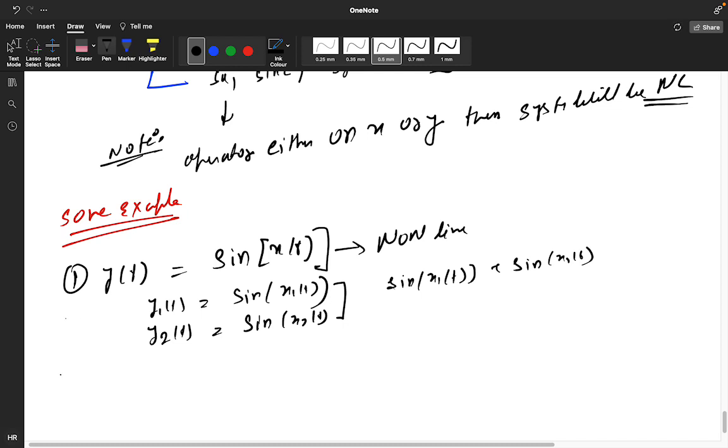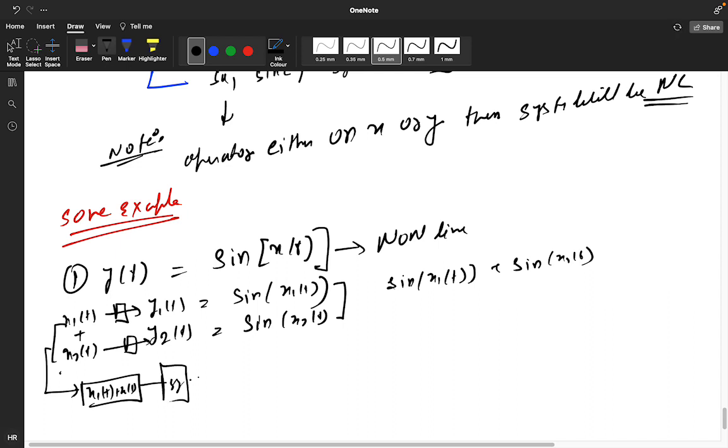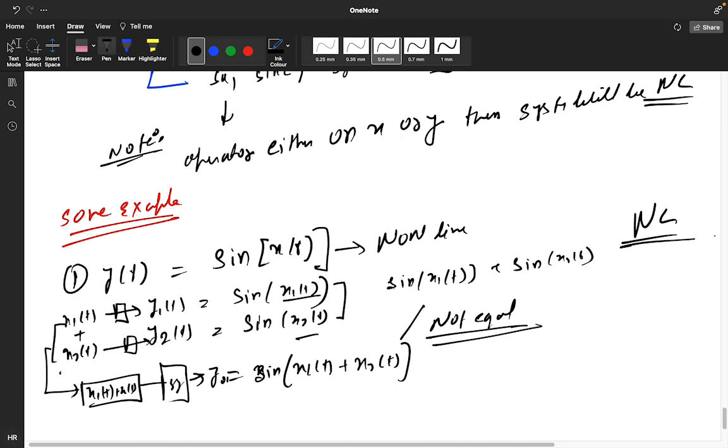When you give the input x1 of t to the system, and the input x2 of t to the system, and then give them together as an input, x1 of t plus x2 of t, the output will be sine of the input, so sine of x1 of t plus x2 of t. These two are not equal, so it is non-linear.